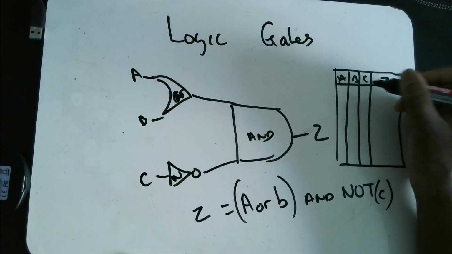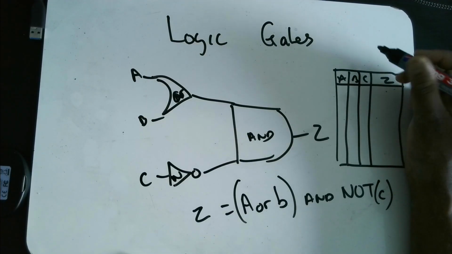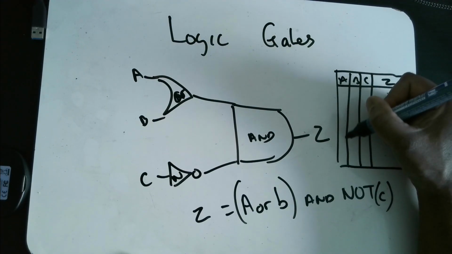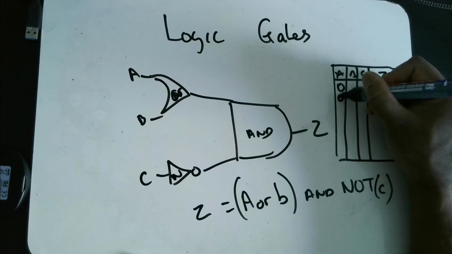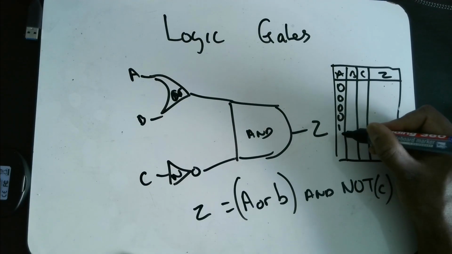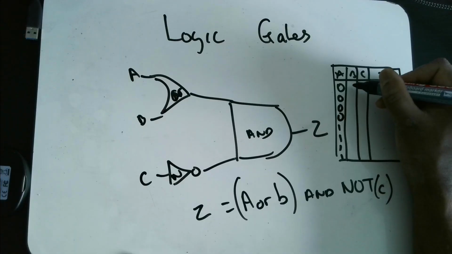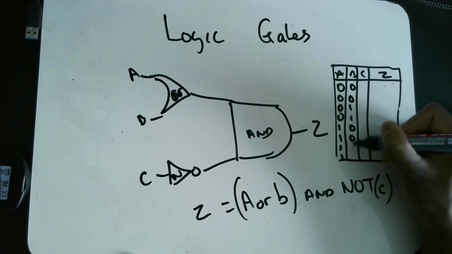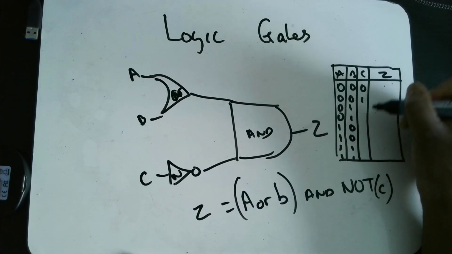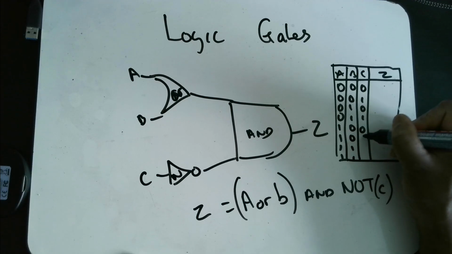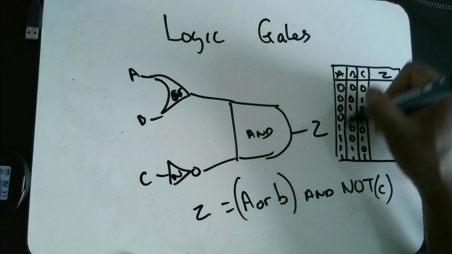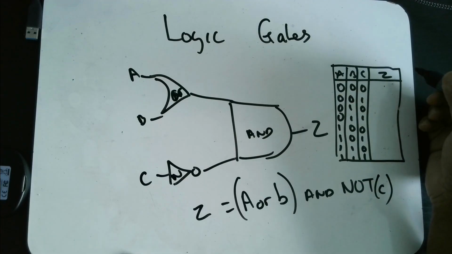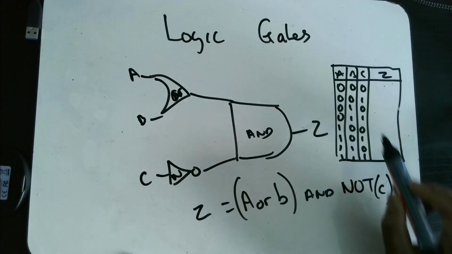To work out every possible combination, the method I use is the half method. So it's 8 possible combinations. 4 zeros, 4 ones, 2 zeros, 2 ones, 2 zeros, 2 ones, 0 1, 0 1, 0 1, 0 1. Split it into 2, split it into 2, split it into 2. Then we can work out all the outputs.